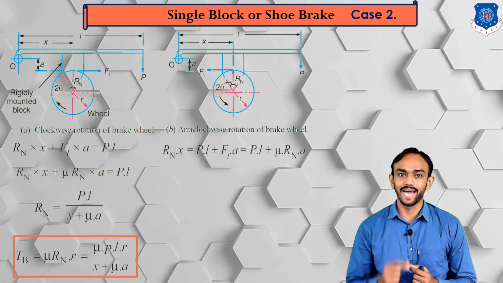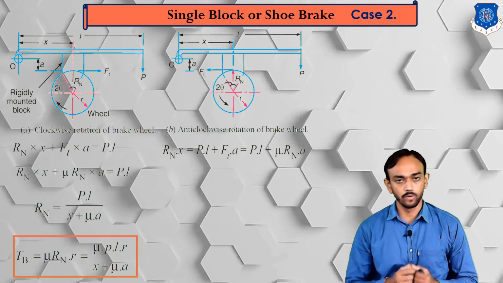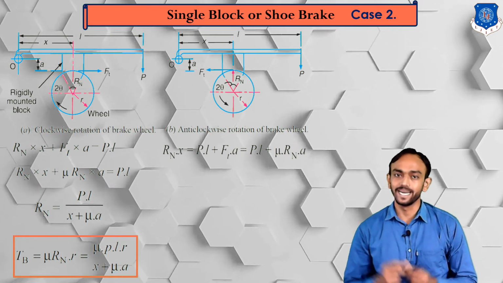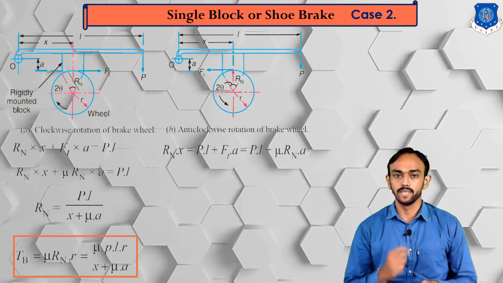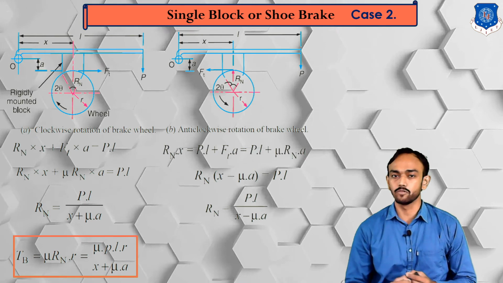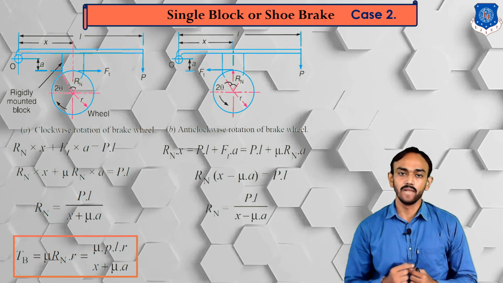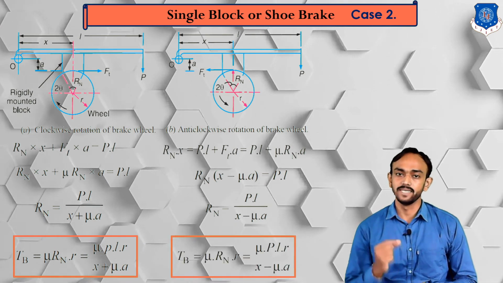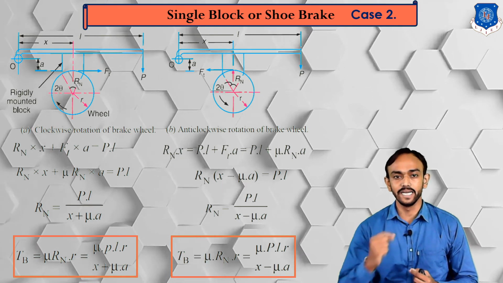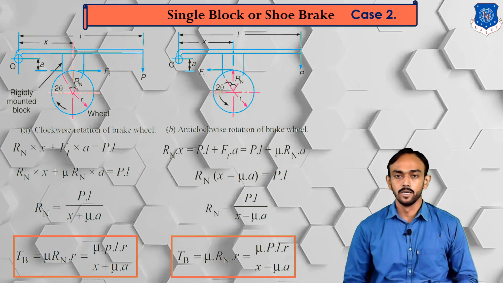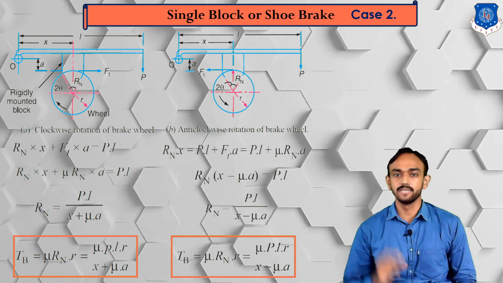You can see Rn into X is anti-clockwise with respect to the pivot point, whereas the P force and the frictional force will be clockwise with respect to the pivot point. So you can see here the final Rn is equal to PL upon X minus mu A. What will happen? Our formula will be changed. The braking torque is equal to mu PLR divided by X minus mu A. So there is a minor change, a plus and minus, whenever the rotation of the wheel is changed.